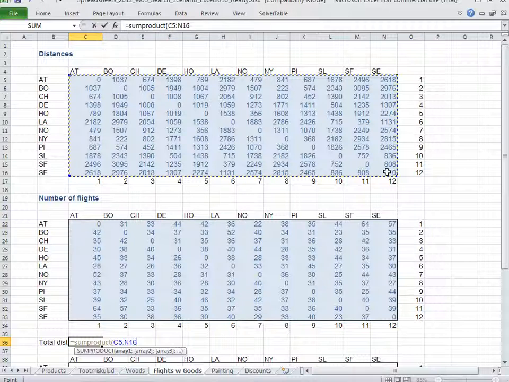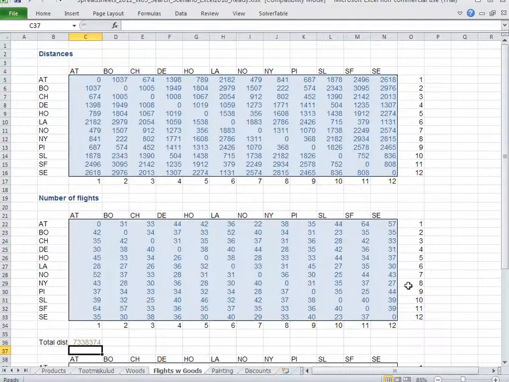This is the first table, and now we write semicolon and take the second table, so it's C22 colon N33. So we are now going to, exactly the same way, multiply all these together and add them in a sum. And just in that one step we got to know that this logistics company flew 7,33 million miles altogether.